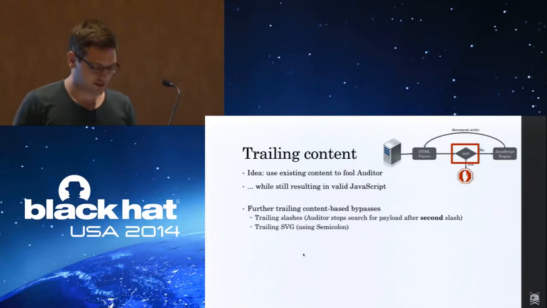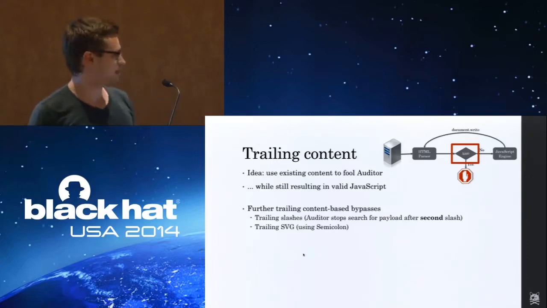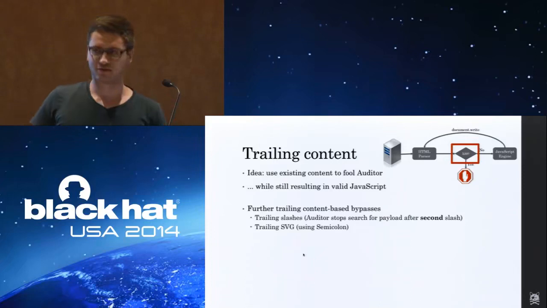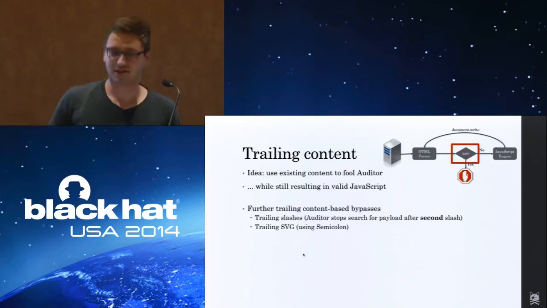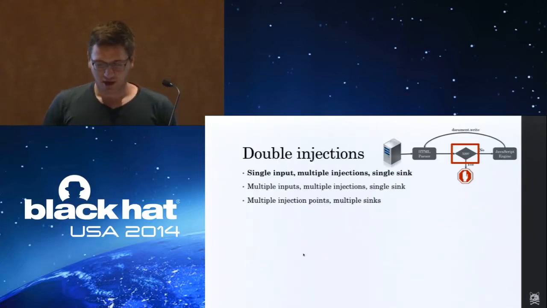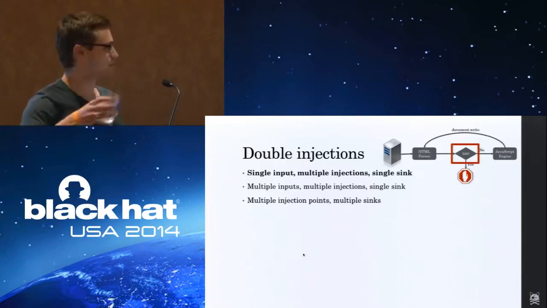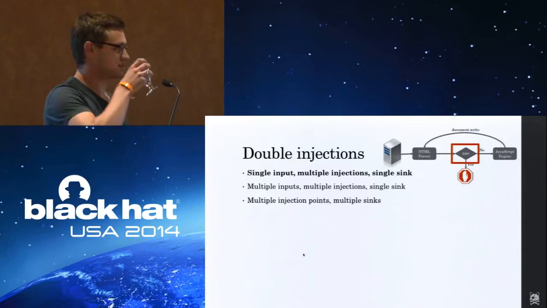And similar to that, there is trailing SVG. There's actually something in the animate tag of SVG where you can separate these statements. If you have a semicolon, it only executes the first part, and then it's similar to this slash. But as Martin already said, we refer you to the white paper for a more detailed explanation of how that worked. Okay, so now for the actually most fun part, I think, of the injections we found in total.